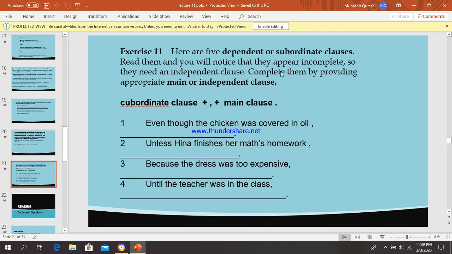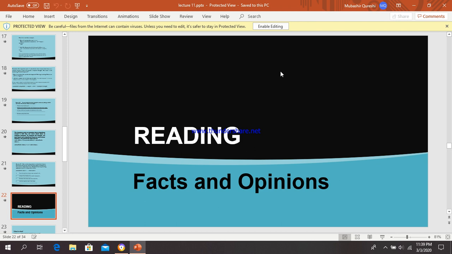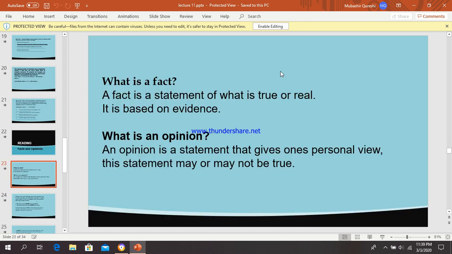Then there's an exercise that you would be doing, and then reading facts and opinions. I told you that a fact is something that is true or real. It is based on evidence, whereas an opinion is a statement that gives one's personal view. This statement may or may not be true.